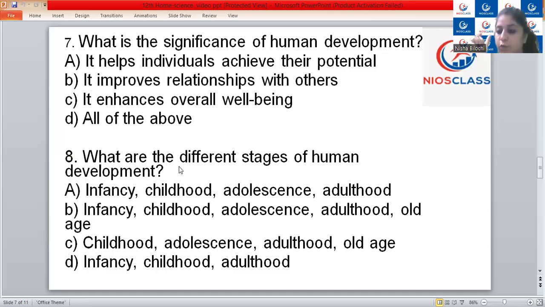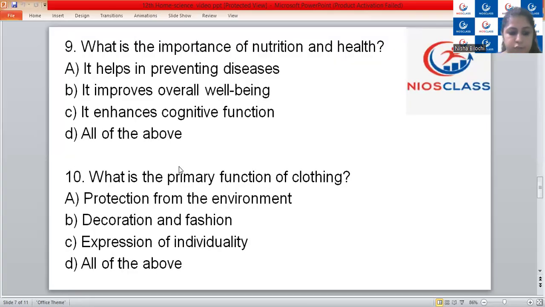What is infancy? Infancy is 0 to 2 years of your life. The starting, when you are in the womb, from there only the period of infancy starts. Fourth one, infancy, childhood, adulthood. Again, adolescence and old age is missing. So in total, there are 5 major life stages: infancy, childhood, adolescence, adulthood, and old age. So old age is the last one and infancy is the first one. So option number B, question number 8, option number B.